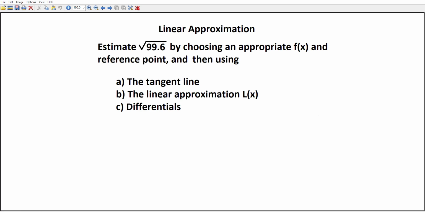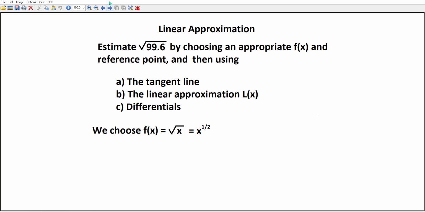In this video, we will estimate the square root of 99.6 using a linear approximation. We will do this by choosing a function f of x and a reference point, and then by using the tangent line, the linear approximation L of x, and through differentials. These are all linear approximations.